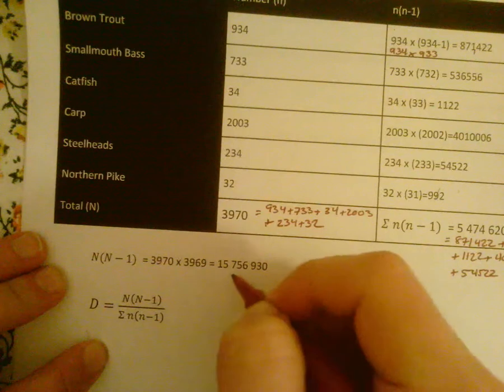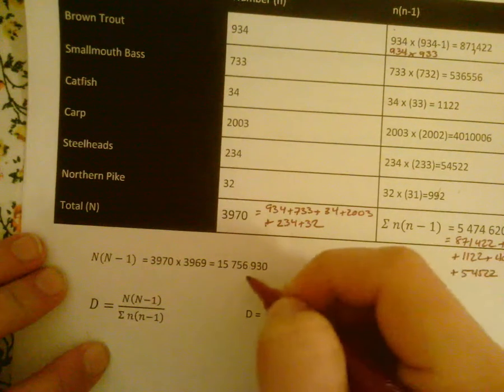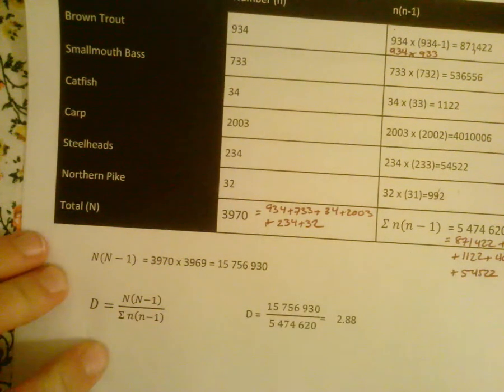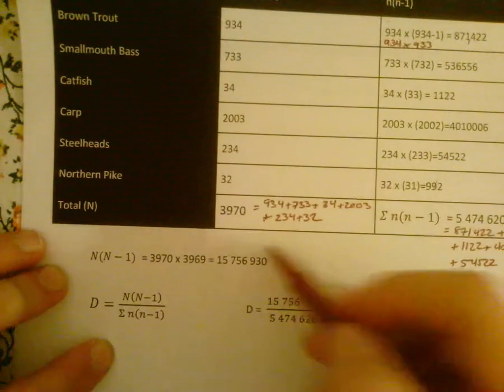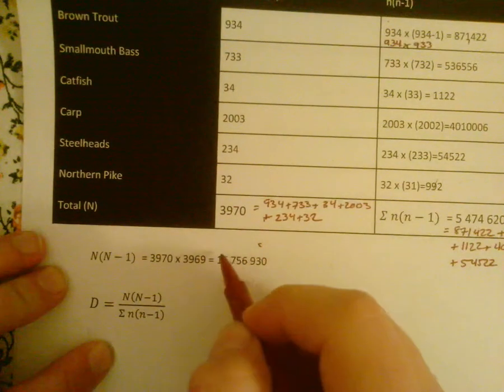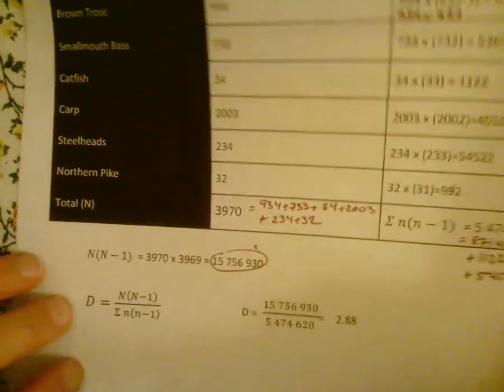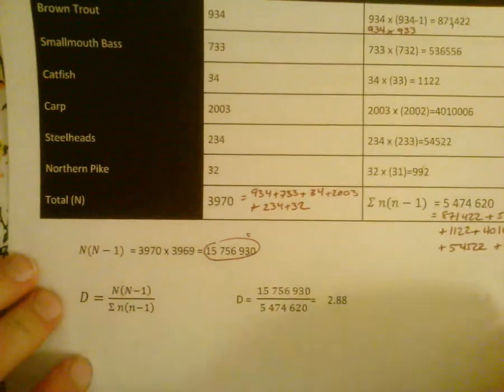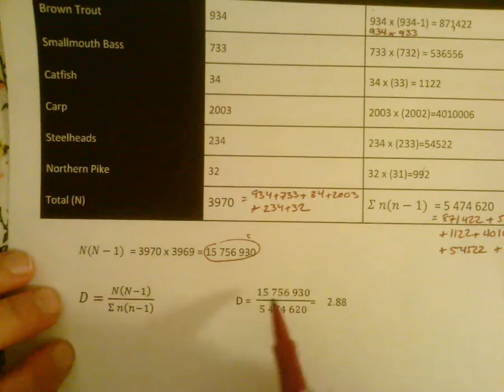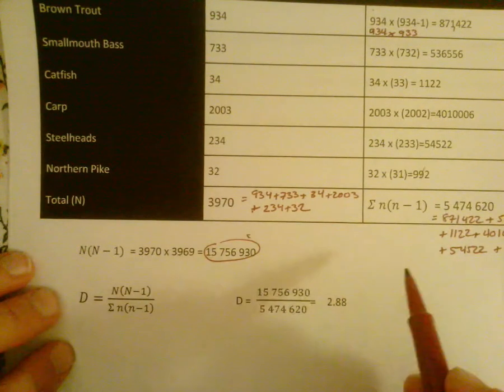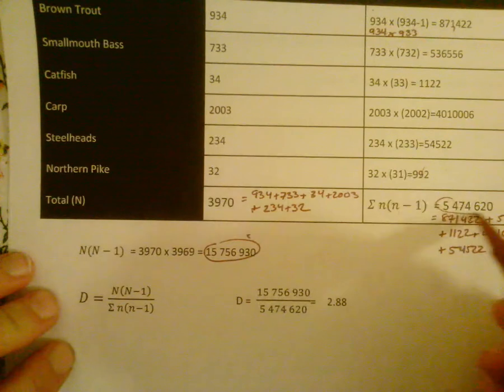So this time we've got 15,756,930. So we have now our numerator here, okay? So this is our numerator. Hopefully I'm using my math terms correctly. It's been more than a decade probably since my last math class, but that's okay. And then we also had our denominator already up over here in the corner.